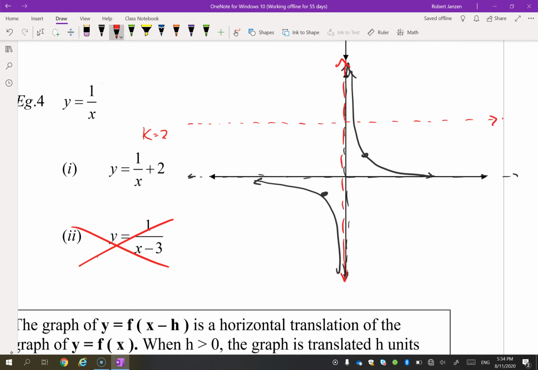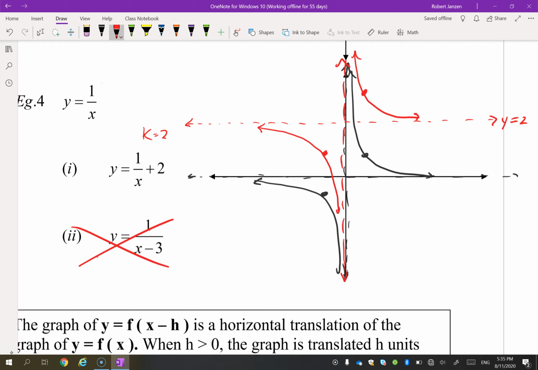Our horizontal asymptote will go up to 2. By the way, remember last year I told you horizontal asymptote will always be 0. Well, here's an example where it's not. Okay, then we're going to move this point up 2 units. And we'll have this curve here. And if we move this one up 2 units, we'll have this curve here.